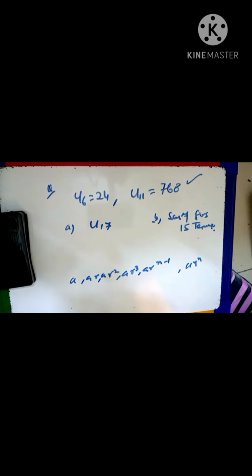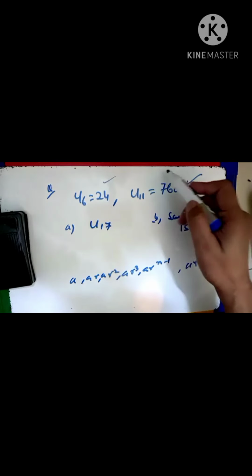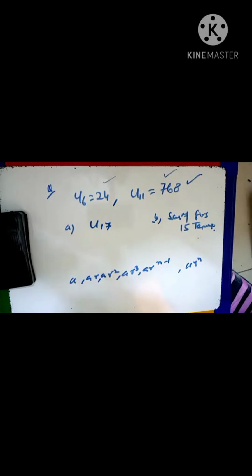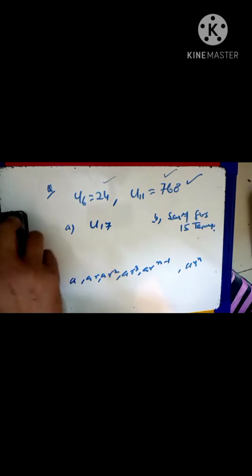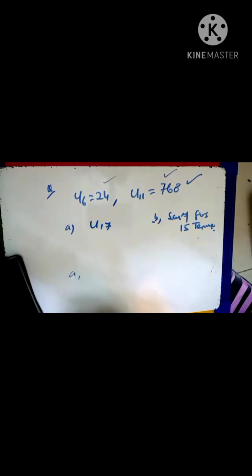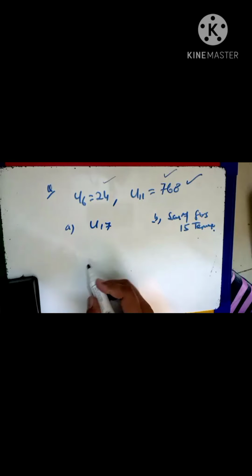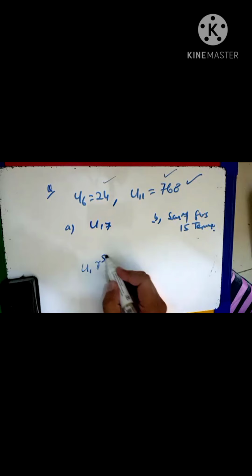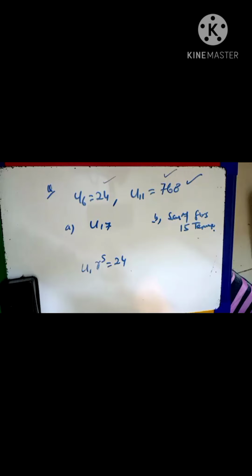Just remember that whenever such information is given, utilize this information. 6 is given, so n minus 1 is 5, right? So what formula for 24 will you write? U6, because A is the first term, right? R is not here. R starts from the second one. So for the sixth term you can write U1 and R^5 equal to 24, right? Yeah, A R^5 equal to 24. First you will write like this.